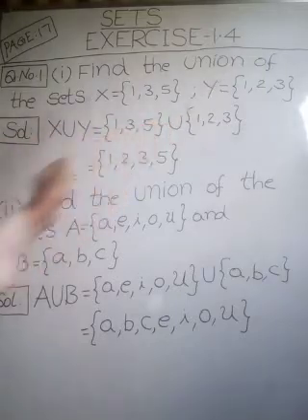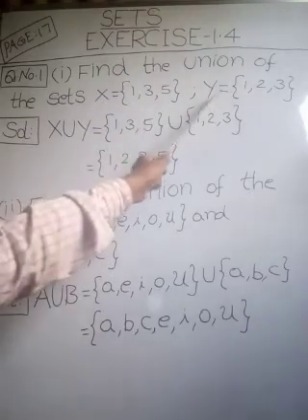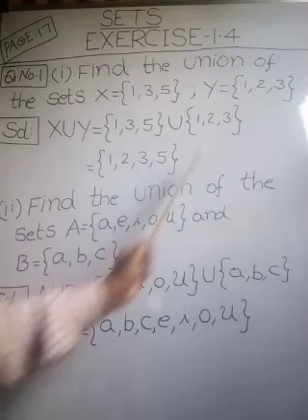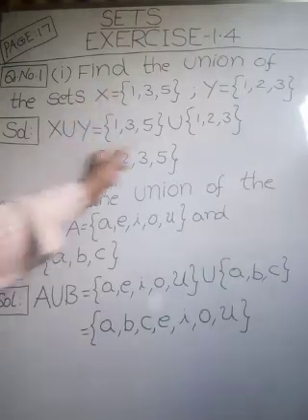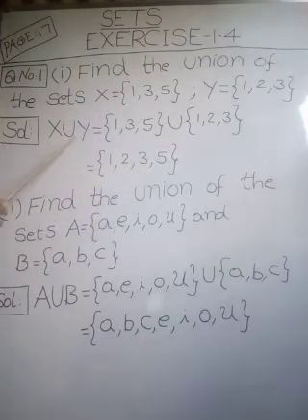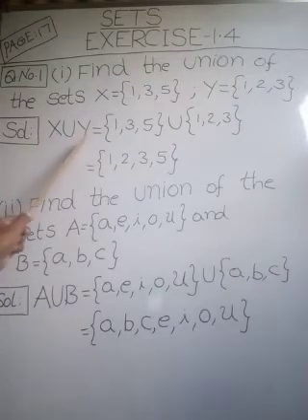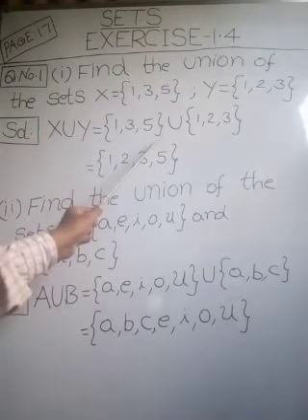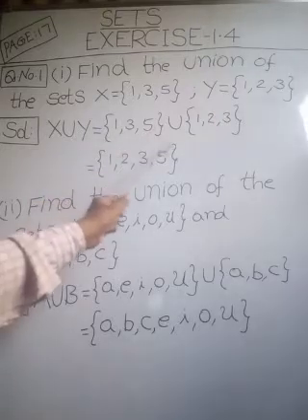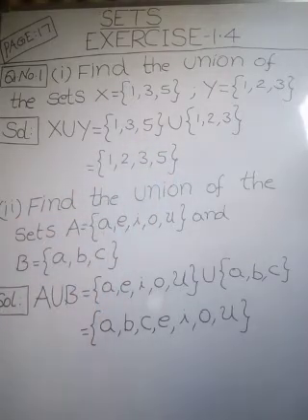Find the union of the sets X is equal to set 1, 3, 5 and Y is equal to set 1, 2, 3. These are the given two sets. We have to find the union of these two sets. This is the notation to find the union of two sets X and Y. So X union Y is equal to, first we write set X, set 1, 3, 5, union symbol, set Y, set 1, 2, 3. Symbolically we wrote the union of these two sets.